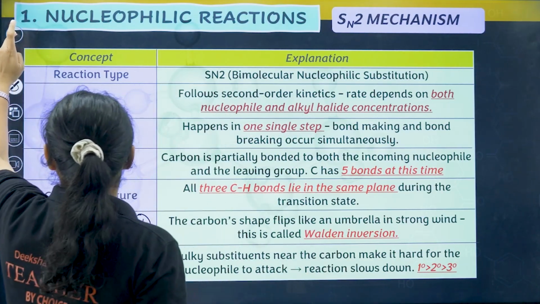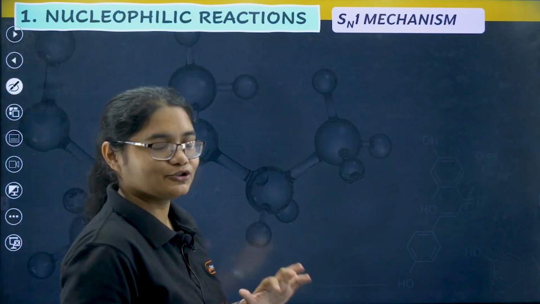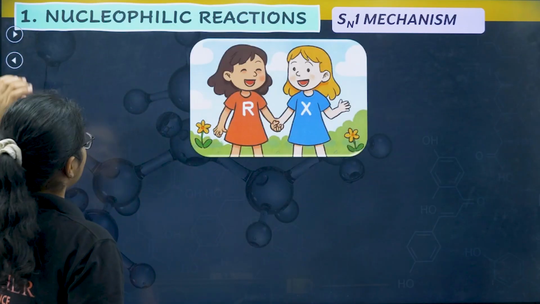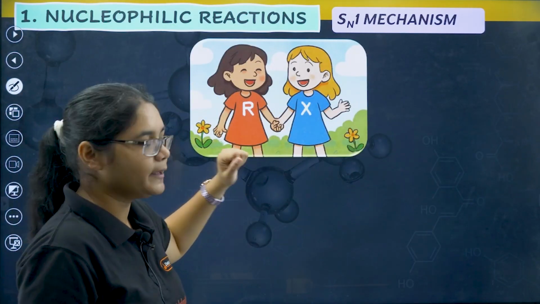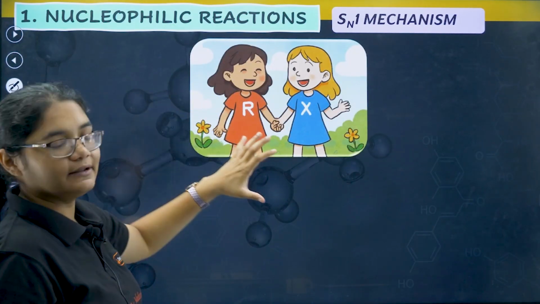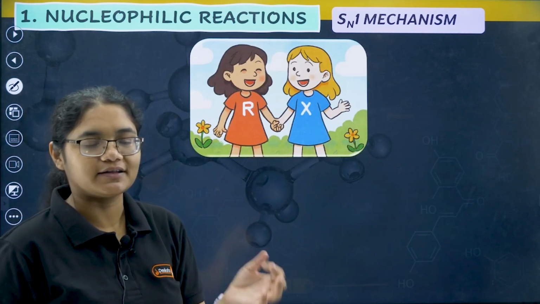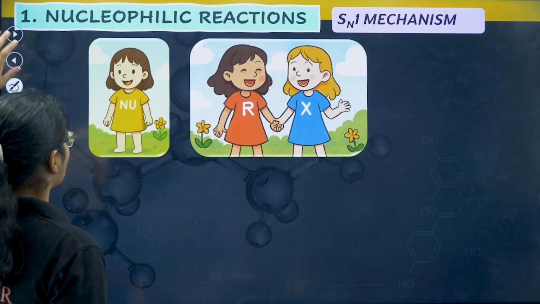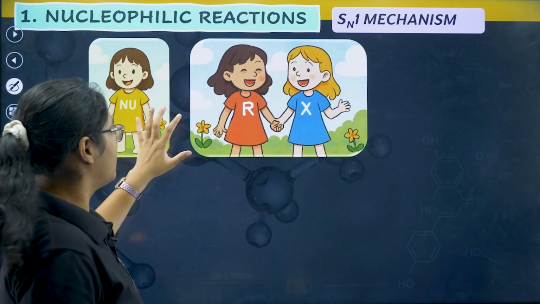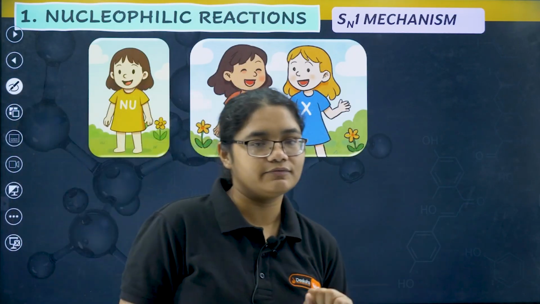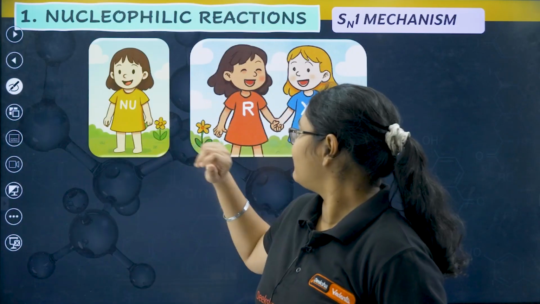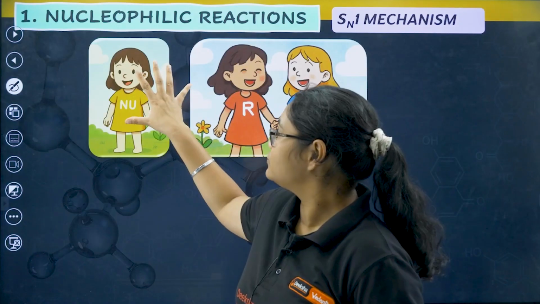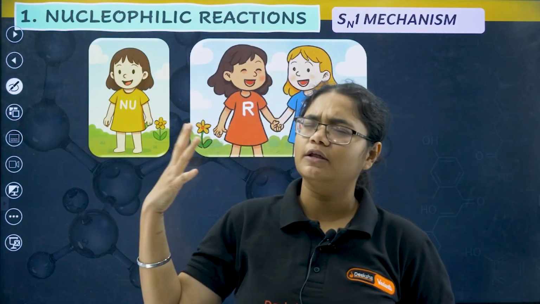Now moving to the next one, the SN1 mechanism. Again we will see the same story but in a different way. R and X were very good friends, living happily, sharing everything with each other, like you and your best friend. After that, what happened? One day the nucleophile came to their city, a new girl. This nucleophile was a very rich girl.